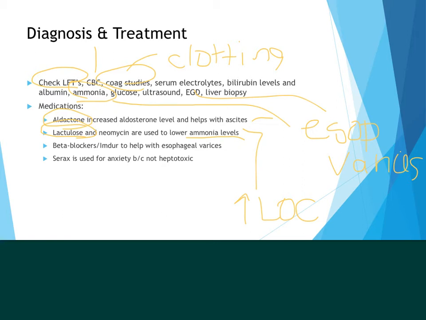Beta blockers and Inderal actually help with the esophageal varices. And buspirone is an anti-anxiety medicine. It's not hepatotoxic, so it is actually the drug of choice when we need to give them something for anxiety as compared to like Ativan or Xanax.